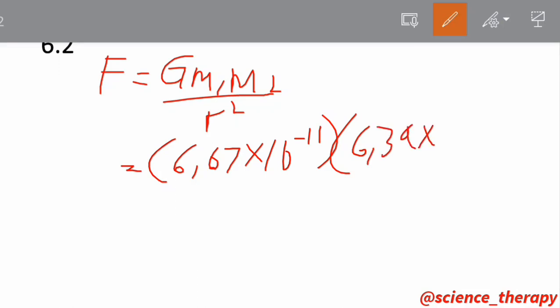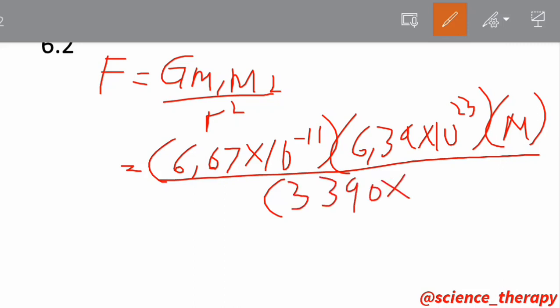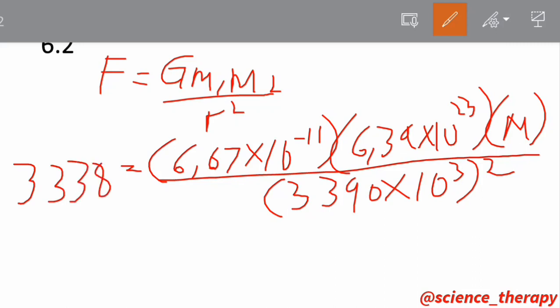6.39 times 10 to the power of 23. Then we are looking for the mass of Curiosity, the probe. Then we're just going to go ahead and substitute m there. And then the distance we've been given to be 3,390 kilometers. But remember, converting it, we say times 10 to the power of 3. And then never forget to put that square. But then remember, we've been given the force. So the force is 3,338, right? So at this point, you just want to apply your math.